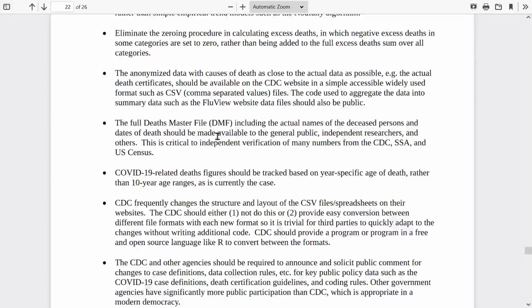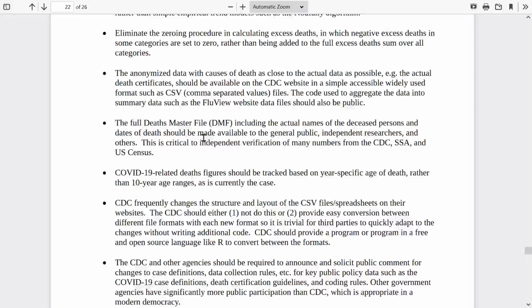The ostensible reasons for that are explained in this paper, or at least what's publicly claimed. So the result is that even other agencies, let alone independent researchers or the general public who might have concerns about these numbers, there's no way to actually audit them and verify that these counts of deaths actually correspond to at least what's in the Deaths Master File.